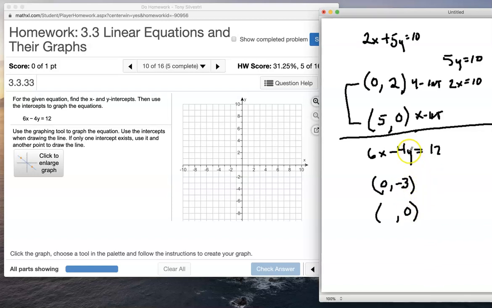If y is 0, we cross this out. This whole term goes away. You're left with 6x equals 12. Divide by 6. You get the x-intercept to be 2. And those are the 2 points.